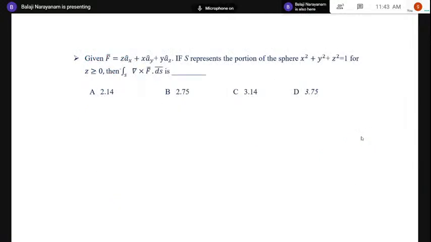Given F is equal to z Ax bar plus x Ay bar plus y Az bar.